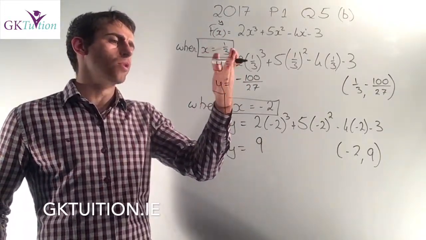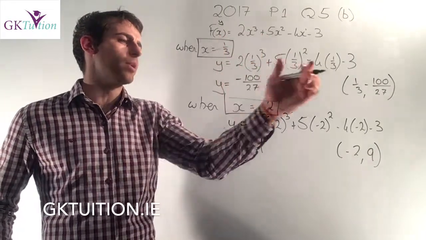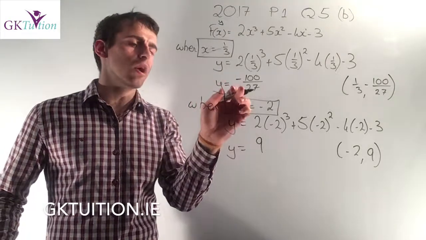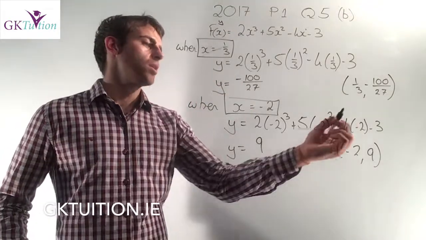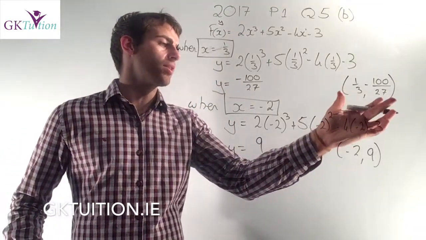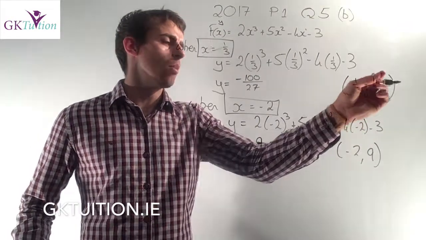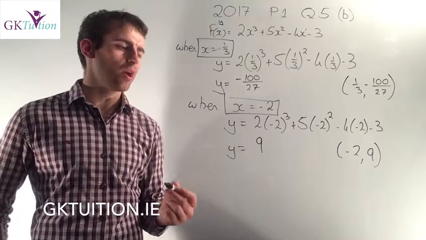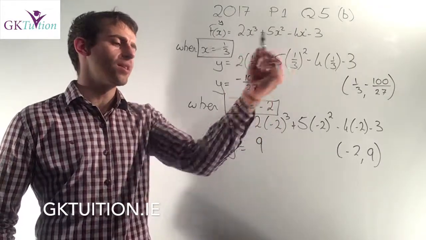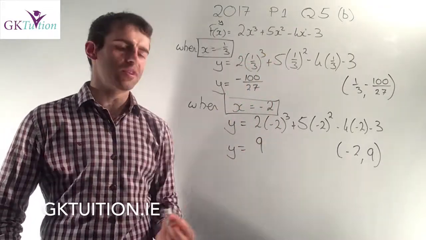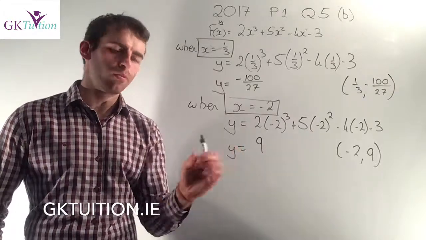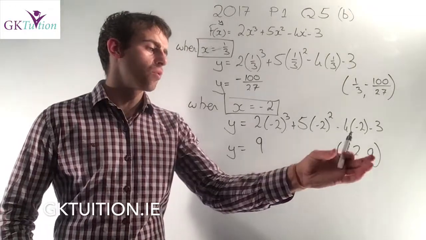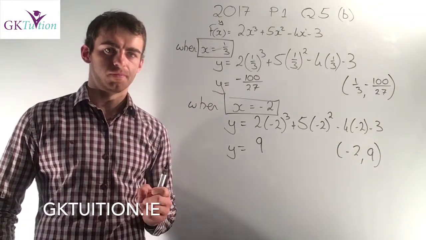So when x was 1/3, I just subbed in everywhere there's an x, you sub in 1/3. And if you plug all that into your calculator, you get y is minus 100 over 27. So I know that there's a turning point at the coordinate 1/3, minus 100 over 27. Now we do the same thing when x is minus 2. Everywhere there was an x in our original function, we sub in a minus 2. And when you do that, you end up with y equals 9. Which means I know there's another turning point at the coordinate minus 2, 9.